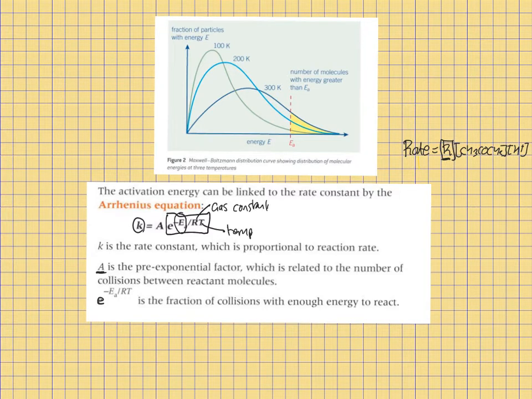So let's see if we can simplify this expression. Let's just go through those again. k is the rate constant or velocity constant from the rate equation. A is something called a pre-exponential factor because it goes before e, the exponential factor. And e is raised to the power of minus EA divided by RT.